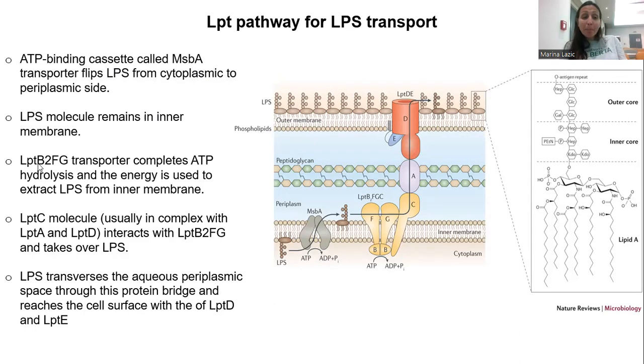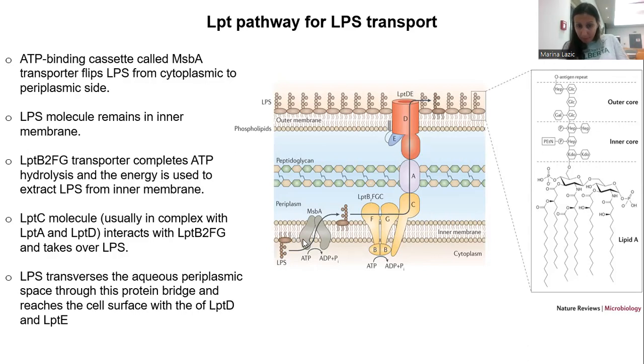And then this LptB2FG, of course, I won't ask you to memorize this. This transporter completes ATP hydrolysis, and that energy is used to extract LPS from the lipid membrane. So what you have is that LPS is first made in the cytoplasm, and then, thanks to MsbA, LPS is bound. Basically, LPS is binding to this MsbA. This is how it goes. LPS stays in the inner membrane.